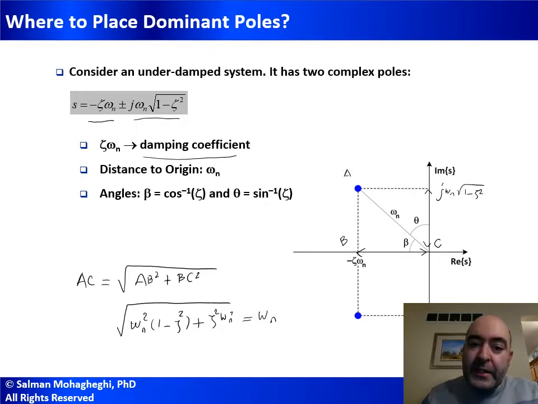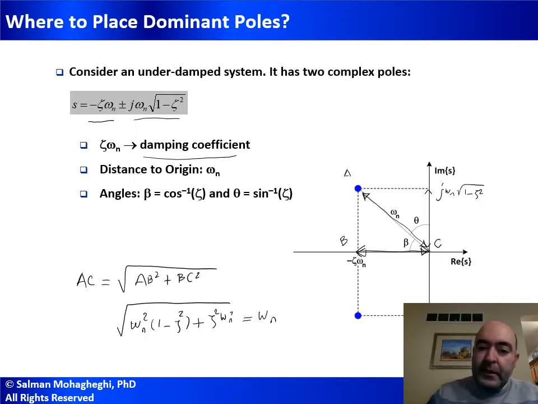Now what is AC? AC is the distance of the pole to the origin. Notice that zeta omega n is the distance of the pole to the j omega axis, so this distance here, but omega n is the distance of the pole to the origin. Why is this important? We're going to come back to it. But for now, let's just remember this. Omega n is the distance to the origin. Zeta omega n is the distance of the pole to the j omega axis.